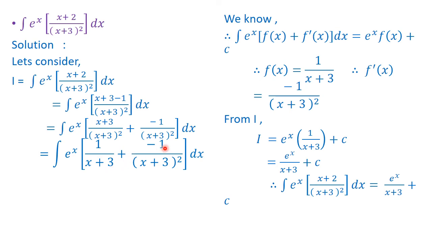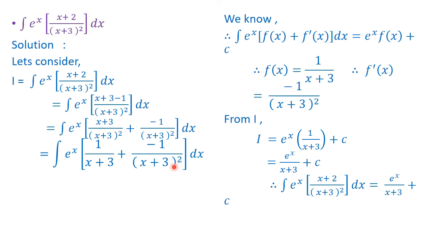Now plus minus 1 by (x plus 3) whole square. Now if you look at this function, this is a linear form. What is the derivative of 1 by x? Do you remember that? Derivative of 1 by x is minus 1 by x square, isn't it? So comparing this function with 1 by x, its derivative is also minus 1 by (x plus 3) whole square.